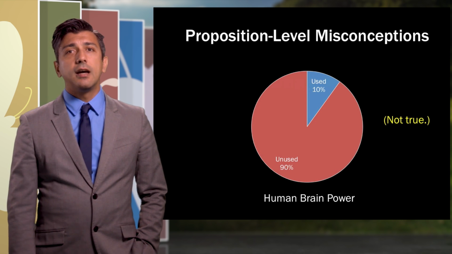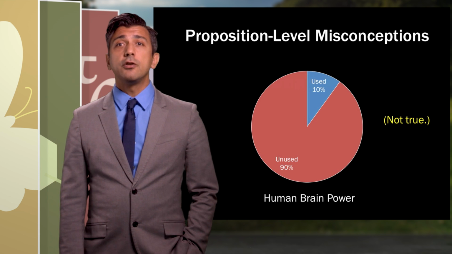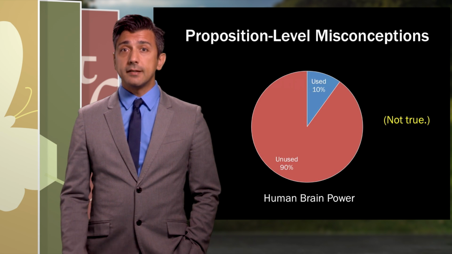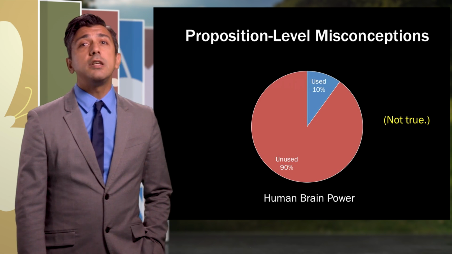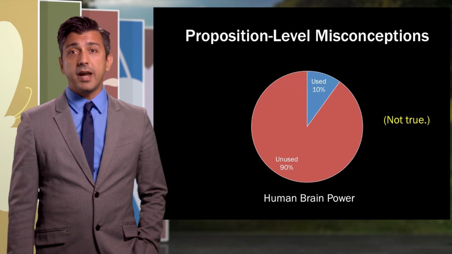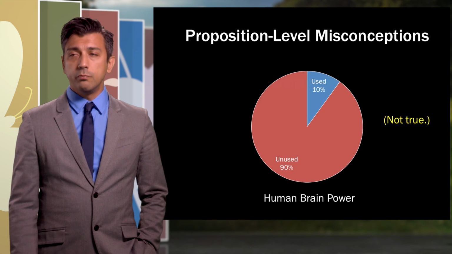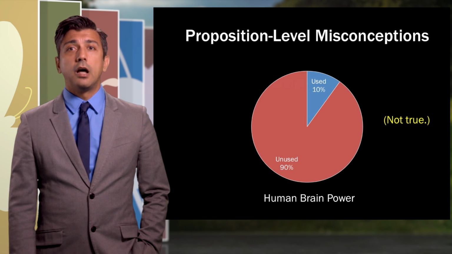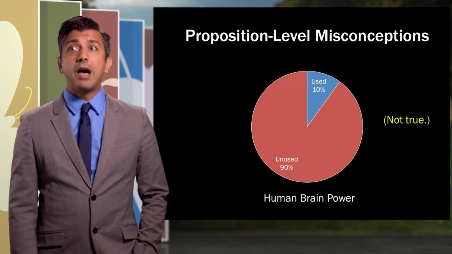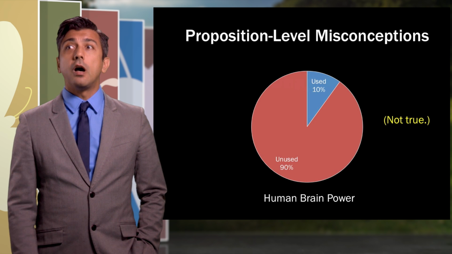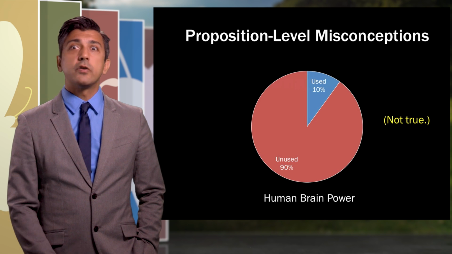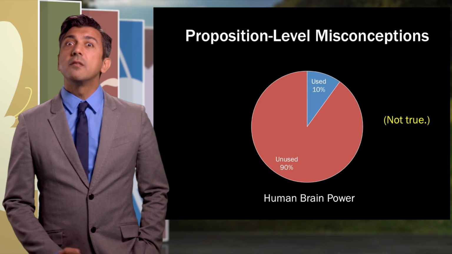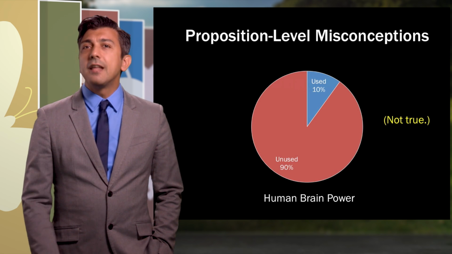So at the very basic level, we have proposition level misconceptions. So for instance, the idea that we only use 10% of our brain. That is actually not true. It's a very seductive idea. There's a lot of movies made about people somehow figuring out how to use all of their brain, and then they acquire superpowers, they're invincible. That's actually not true.